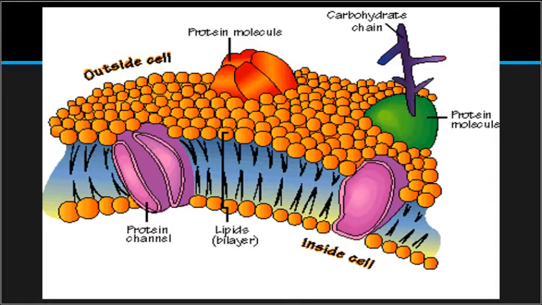And in the middle of it, to get things in and out of it, we have some channel proteins, maybe some carrier proteins. Here's a protein molecule that allows things in and out, usually through something known as active transport. I think we'll talk about that next time. All right, and we'll look more deeply into this next time.